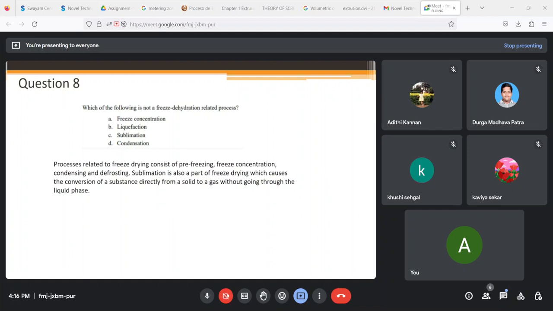So processes related to freeze drying consist of pre-freezing, that is, you are freezing the product already for a few hours. The better it is frozen, the better your freeze drying process will be. If you have a partially frozen product, it will often result in froth or bubble formation, and this bubble formation will damage your product. So you need to make sure that your product is completely frozen before you go forward with freeze drying. So pre-freezing is a very important process.